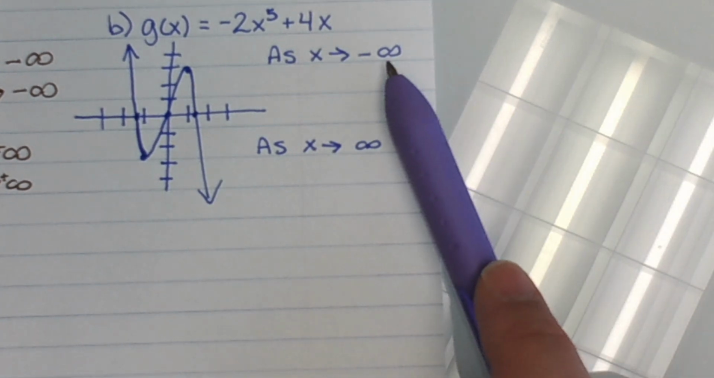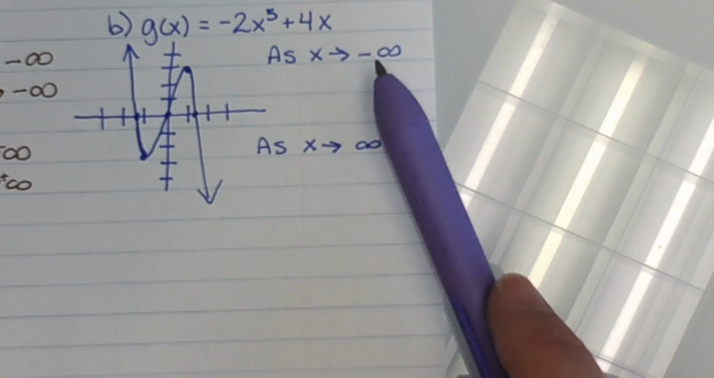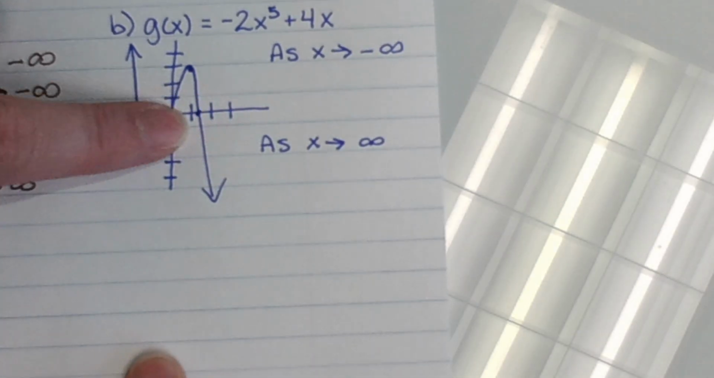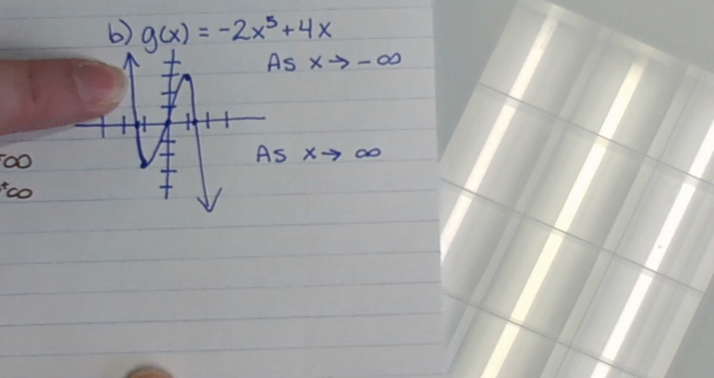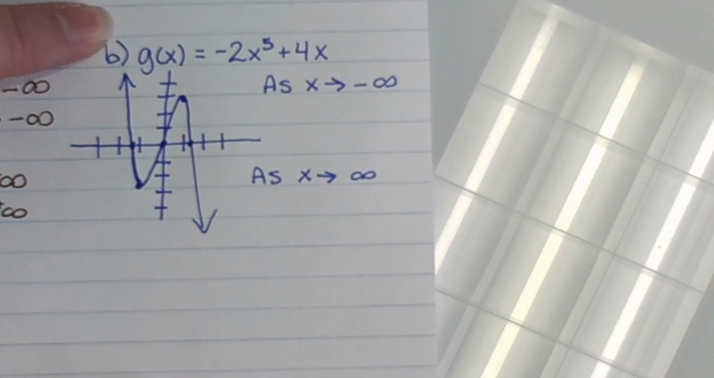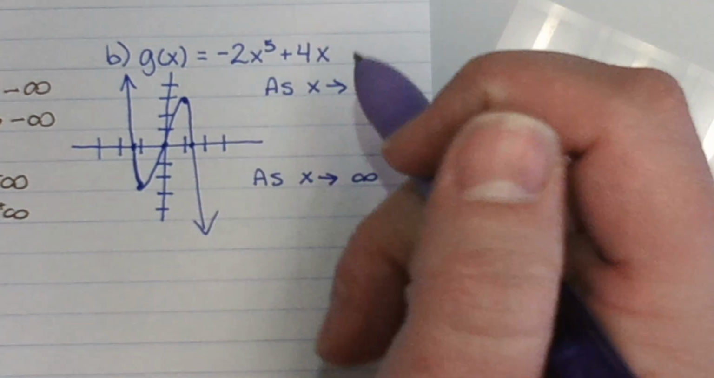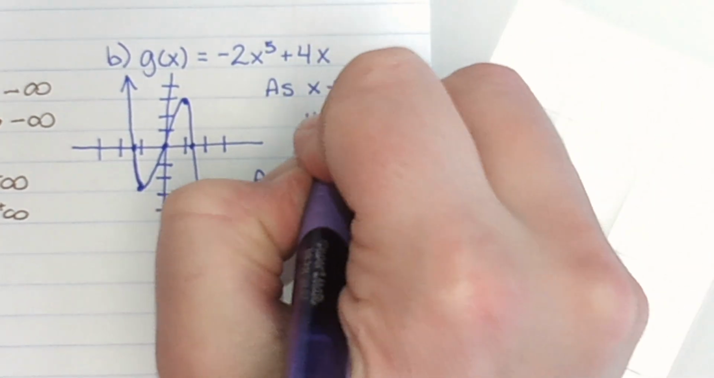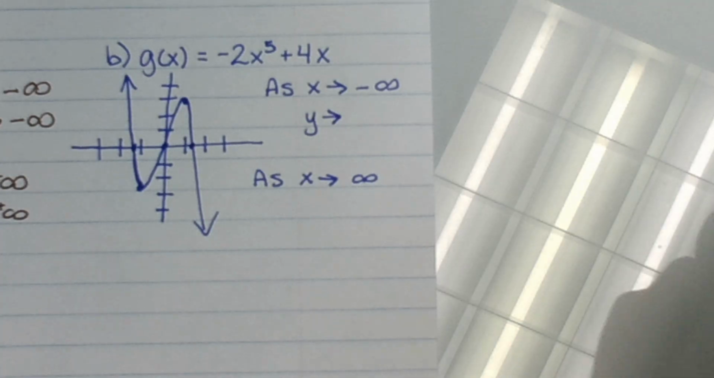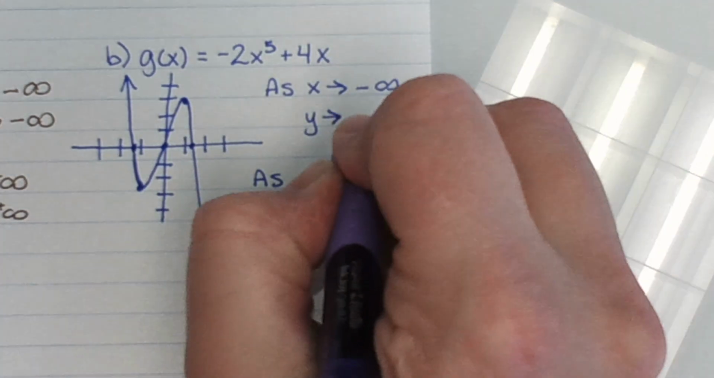As x approaches negative infinity, where am I looking on my graph? Left. Towards the left. As I move left on my graph, what is the up and down doing? Up. Going up indefinitely. In other words, the y's are getting closer to what? Going up forever gets closer to positive infinity.